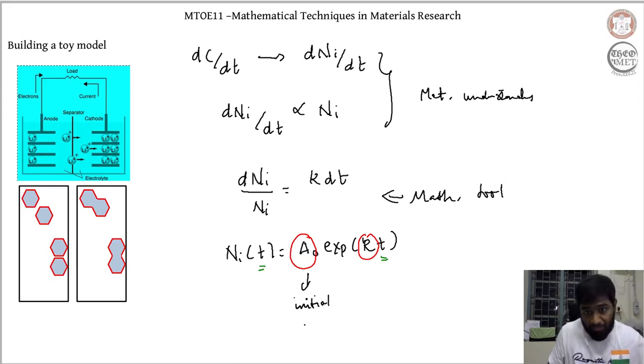That is, at my initial stage, what is the number of ions that is present? To put it simply, when I am charging my phone, what is the initial charge? Maybe 1%, 2%, 10%, or let's say you are so cautious that you start charging at 30% nonetheless. So that is the initial charge of your phone, the initial concentration of the ion that contributes to the charge of the phone. And this is a material constant.